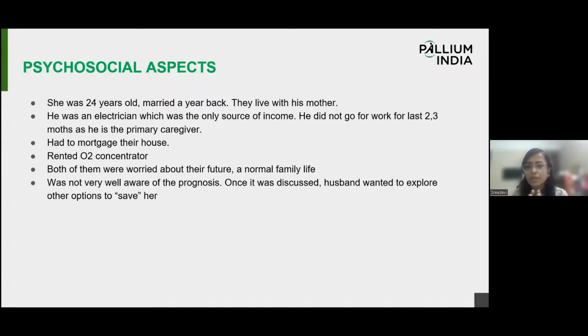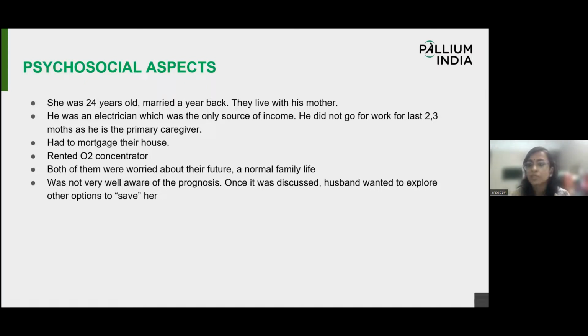Both of them were really not aware of the prognosis, but I understand from the documentation that there were multiple discussions about the illness, and they were documented. But from the patient's side, they did not understand anything. They were not aware of the prognosis. We could discuss the prognosis with her husband initially, but then he was so much in distress, and he wanted to explore more to save her life.